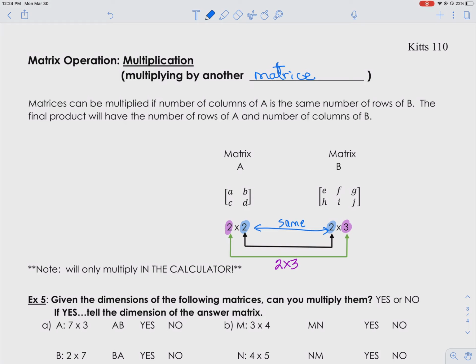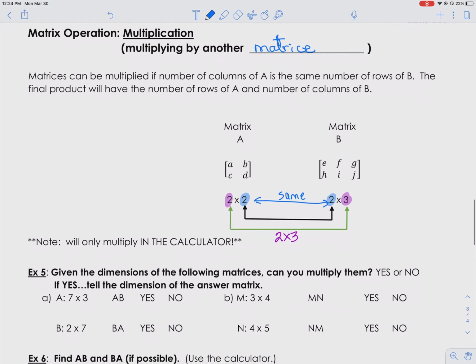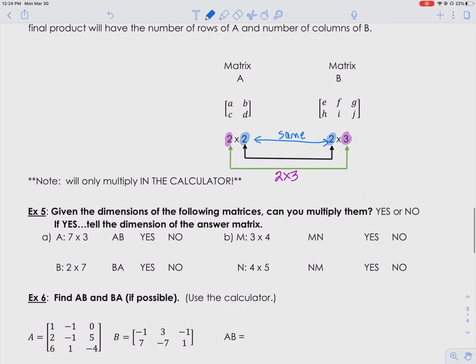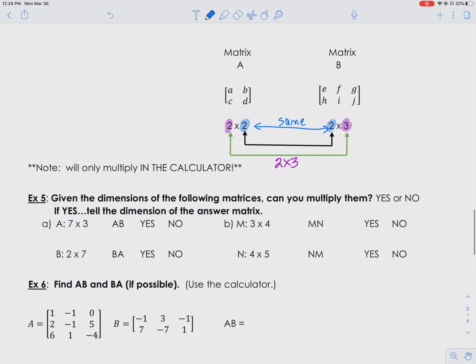As much fun as it is to do these by hand, because you have a calculator that does it, we're just going to do it in the calculator, okay? But first, before you start plugging stuff in your calculator, you need to make sure that you can do it, because it's a little bit time consuming to put these matrices in there. So first we're going to see if we can actually multiply these guys together. So we have AB. We have A is a 7 by 3. B is a 2 by 7.